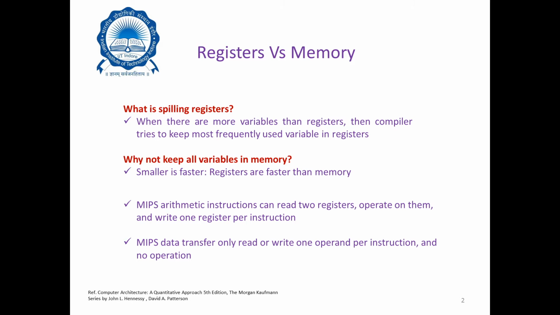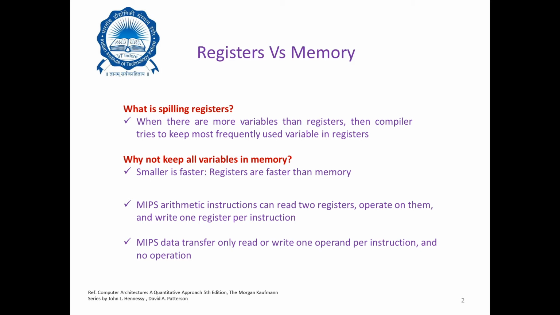Let's first have a look at something called registers versus memory. So what is a spilling register? When there are more variables than registers, the compiler tries to keep the most frequently used variables in registers. What I mean is that in a program you have more variables than the total number of registers a 32-bit MIPS can afford, so the compiler keeps the most frequent ones in the registers, and the remaining ones it will spill somewhere.